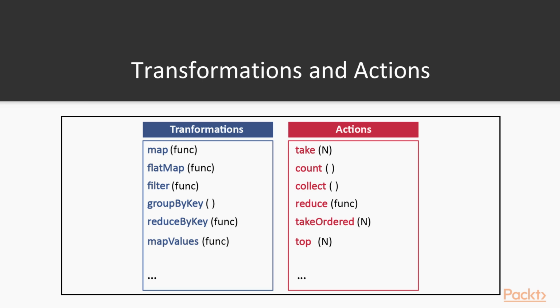So if we want to take the first n elements, or if we want to collect that, or count the number of elements in the RDD, or reduce that, which is computing some return value, or top or takeOrdered, it will invoke all transformations that are defined on the RDD.